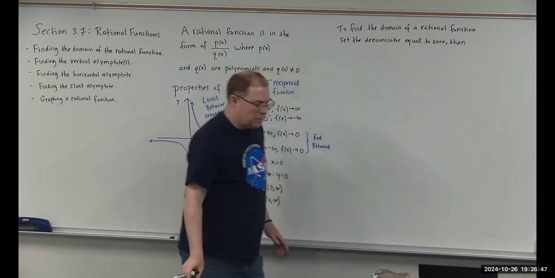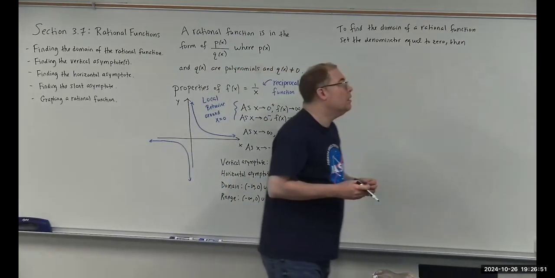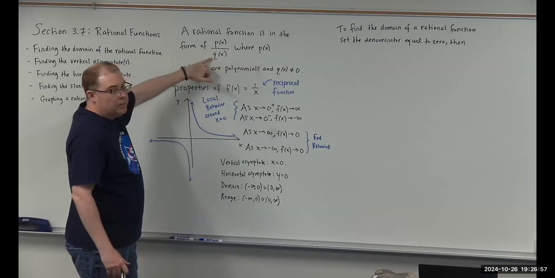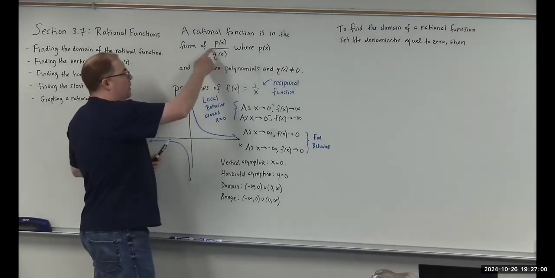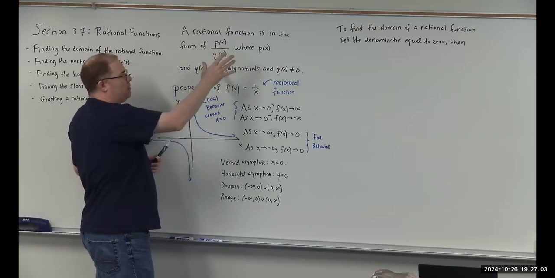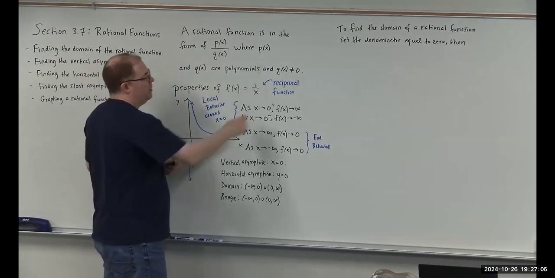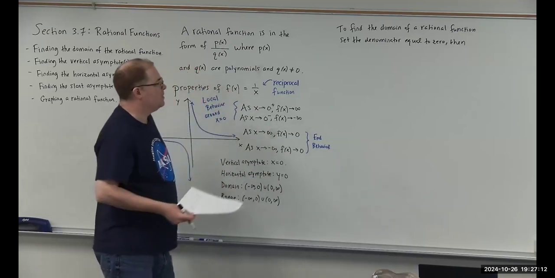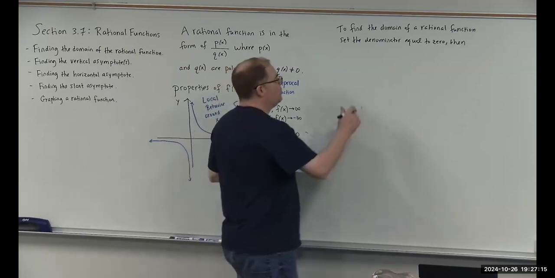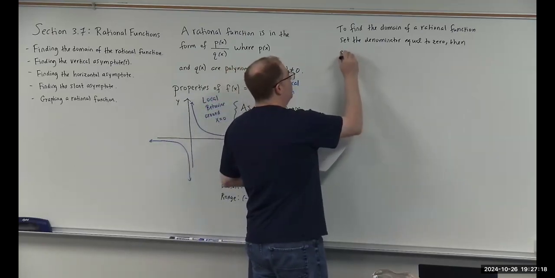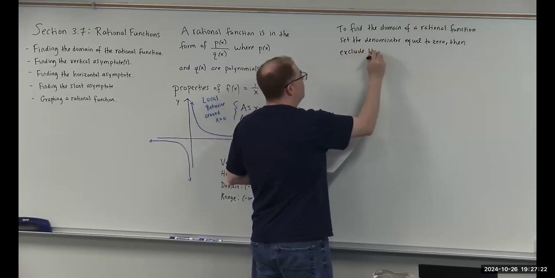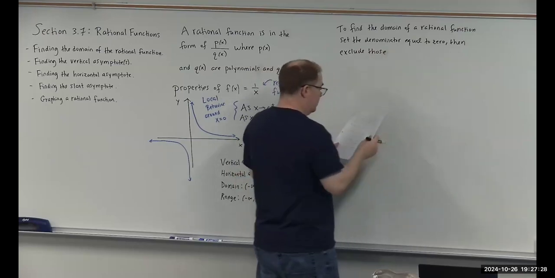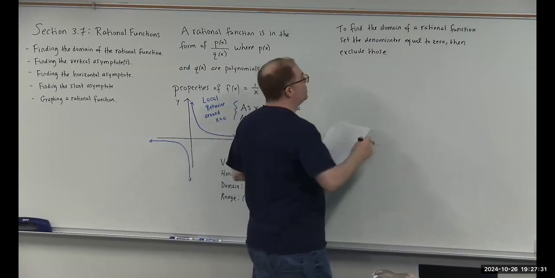So basically the idea is that you want to figure out which x values will make this zero. If we find those x values that make it zero, then we want to exclude them because we don't want this output to be zero here. So to find those, we set the denominator equal to zero, then exclude those values from the set of real numbers.